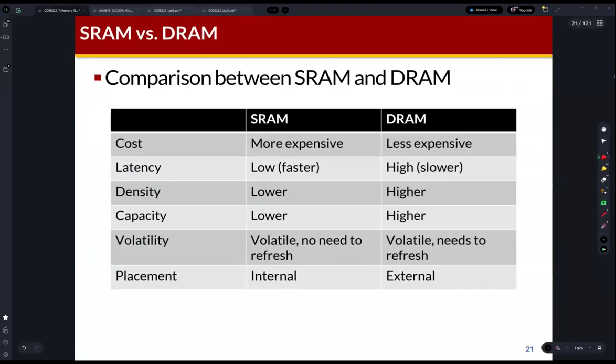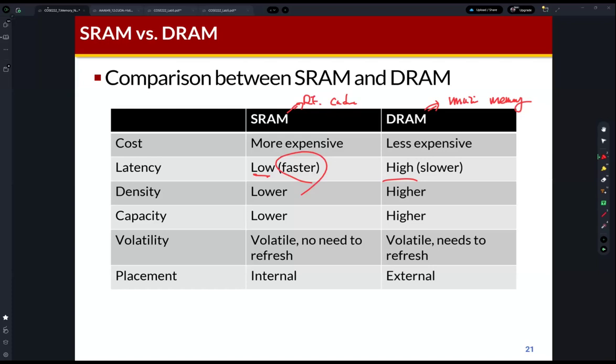So in this slide, I just compare the SRAM and DRAM. We use the SRAM for the register file and caches. DRAM is the main memory. First, as mentioned, the SRAM is expensive. The DRAM is less expensive. Latency is low for SRAM, while DRAM is high, which means that the SRAM is best.